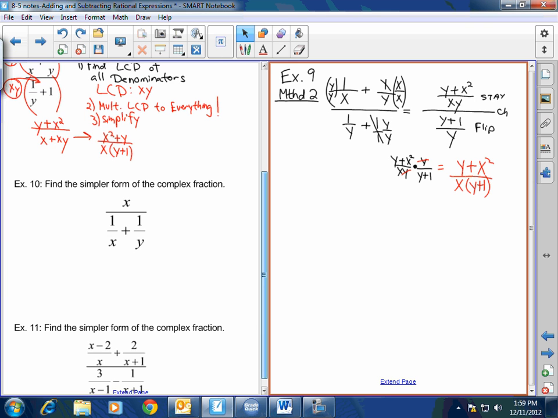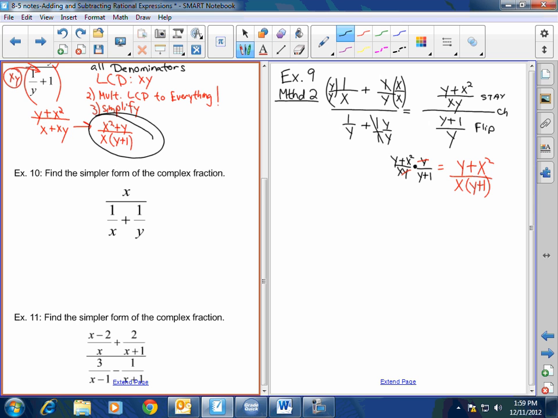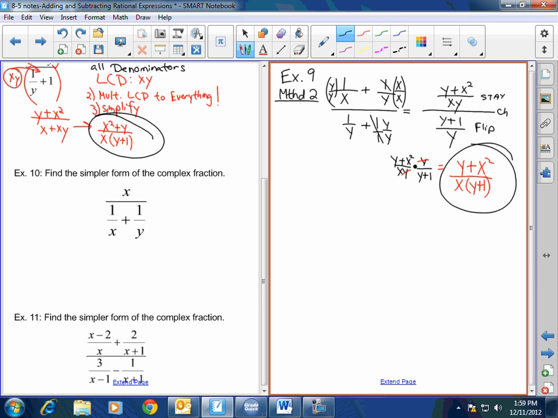Does that make sense, guys? This one and this one are the same. Yes, x squared. I made a mistake, and I fixed that mistake.